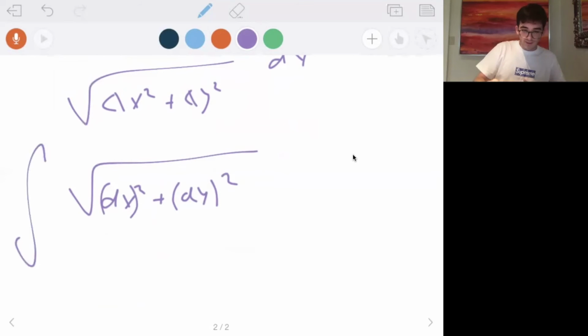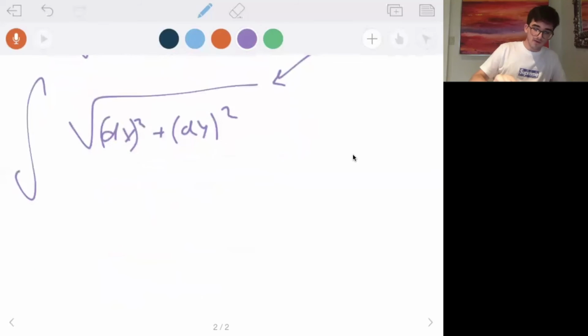But unfortunately, this as it is is not in a position to be integrated. I can't just take the integral of dx's and dy's. I have to have some type of function in there, and I have to have a dx or a dy at the end, with respect to. So we have to change this a little bit. The way that this is going to work is I'm actually going to factor out a dx squared. All right, so let's check this out.